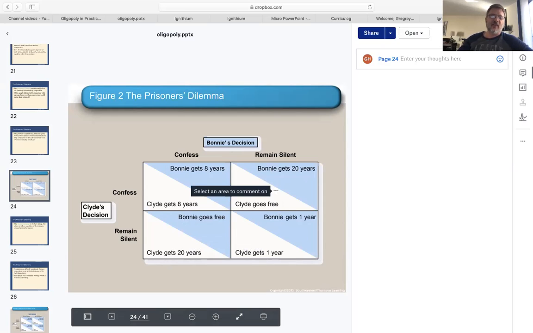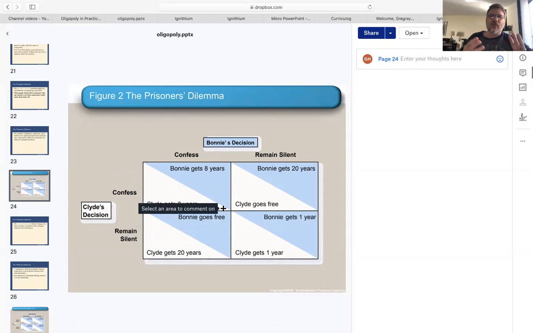And then you do the same thing for the other player, but since all of these payoffs are symmetric, we'll just go ahead and go through it. Suppose Clyde chooses confess, Bonnie's got a choice between confess and remain silent. Confess dominates, has a better payoff than remain silent. If Clyde chooses remain silent, Bonnie chooses to go free rather than doing a year. So confess is the Nash equilibrium, and we end up here.